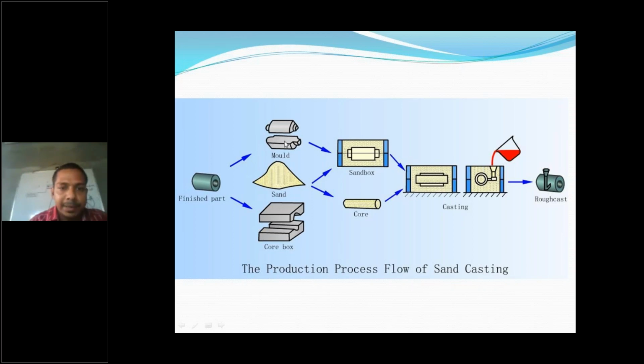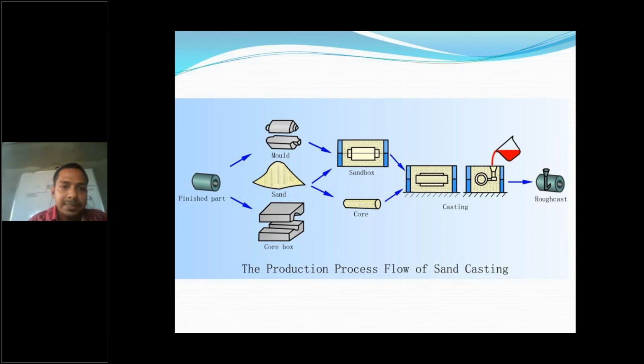First we will make the pattern. Okay, now this is the core box. If some hollow portion is available in the product, we make it by using the core, and we prepare the core by using the molding sand, and we make it in the core box. Okay, so this is the sand. This is the molding sand.